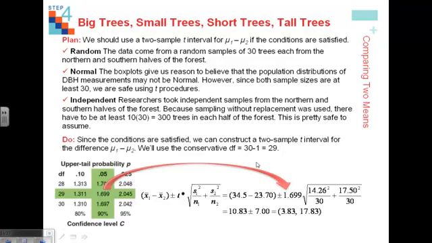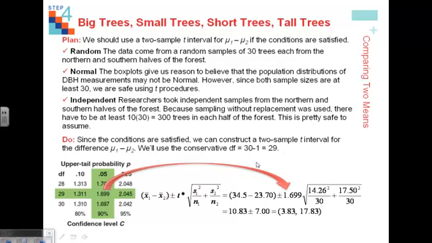There's their calculations. There's the same numbers. Now, what they did was they flipped them. They made the south population 1. They made the north population 2. So their numbers are positive, but they give the same idea. We think that the southern trees are bigger in diameter than the northern trees by somewhere between 3.8 centimeters and 17.8 centimeters. Yeah? Why is the calculator degree of freedom way off?